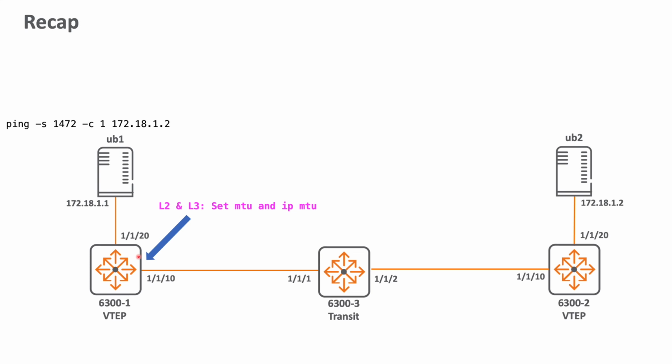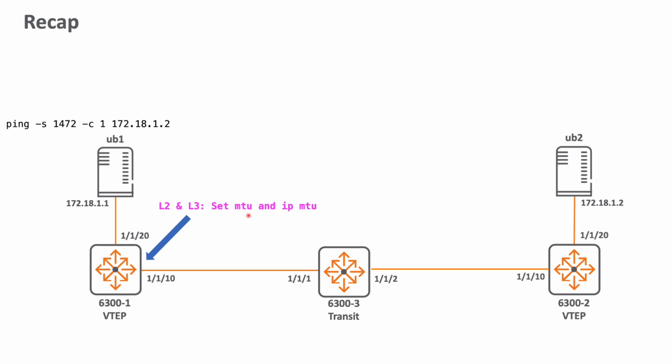And on the first VTemp, I configured the MTU for the layer 2 interface. So that's 1/1/10 that faces this transit switch. And I also configured the IP MTU. I pushed that up to 1600 for the layer 3 interface, which services the underlay. That was just interface VLAN 1.